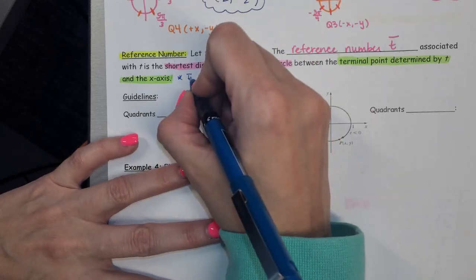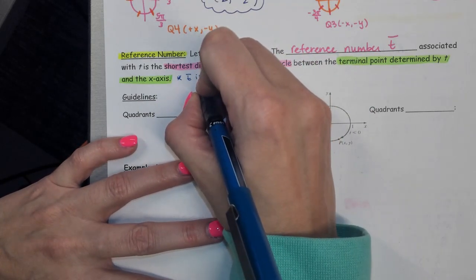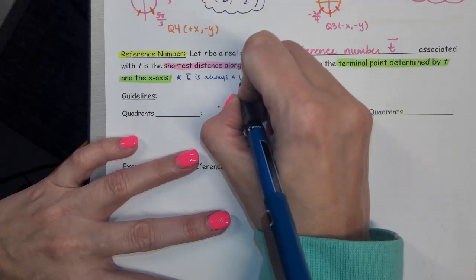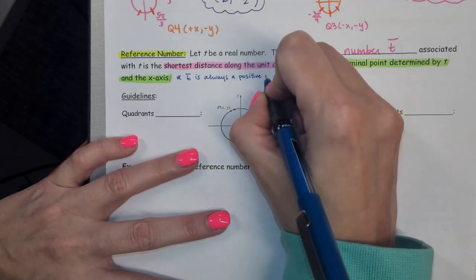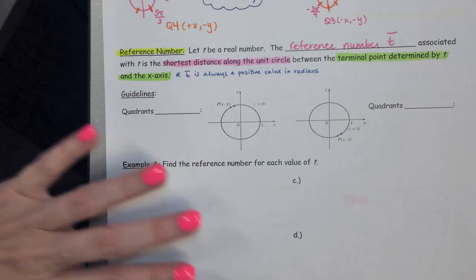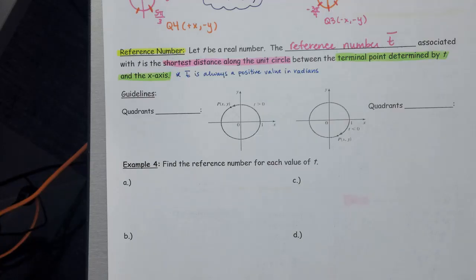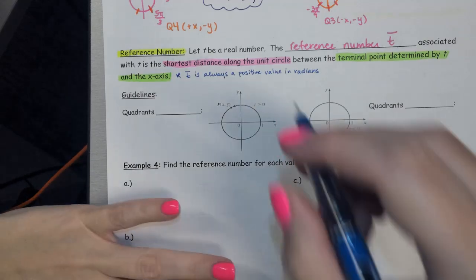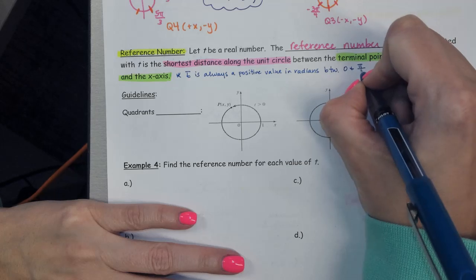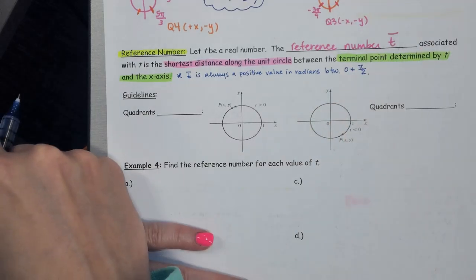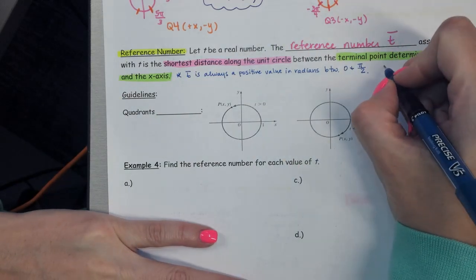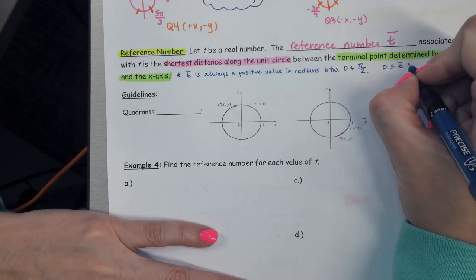Okay, so this value is always a positive value in radians. Okay, between 0 and pi over 2. Okay, it can equal pi over 2. The only time it would be 0 is if you had 0.